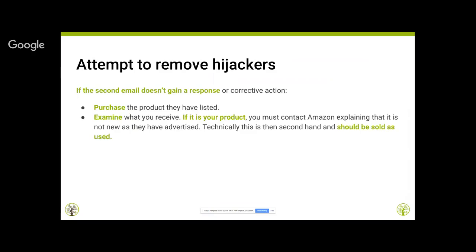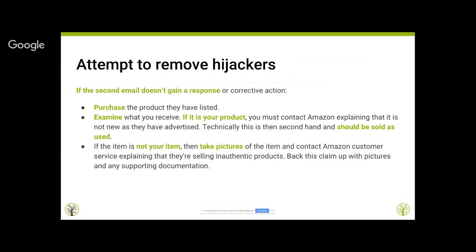You're going to examine that. Is it your product? Is it not your product? And if it is your product, you want to contact Amazon explaining that it's not new. Technically, in that case, they've purchased it and they're reselling it, so it's secondhand, and the customer is unaware of that. And it should be listed as used on Amazon's system by their policy. So that's the first thing. And remember, that's something that's going to help you win the buy box anyway. And customers want new items.